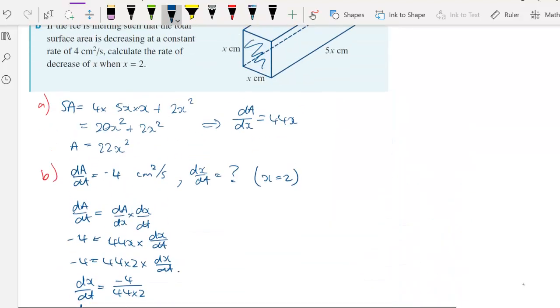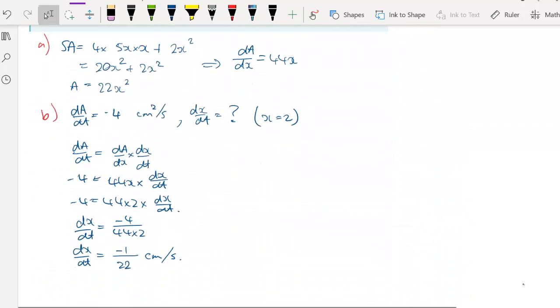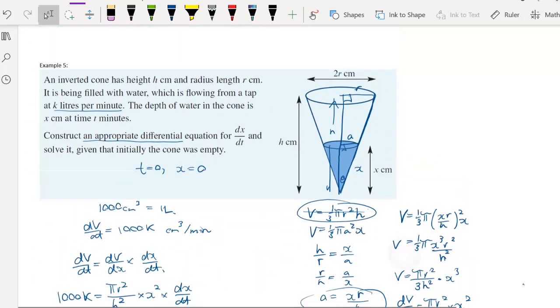So hopefully that makes sense. Most of the questions should be relatively easy, but of course we can have these complex, unfamiliar ones.